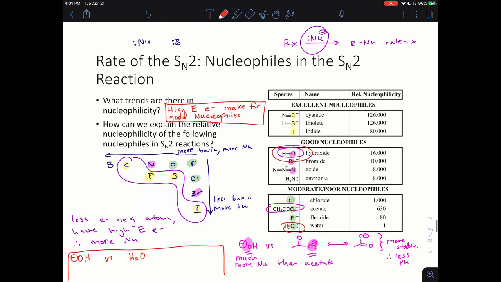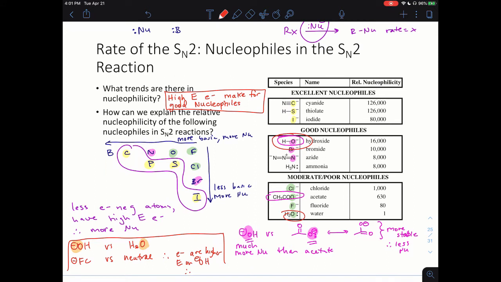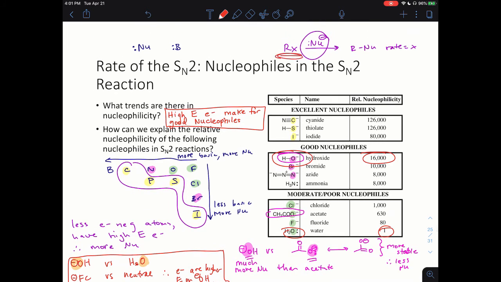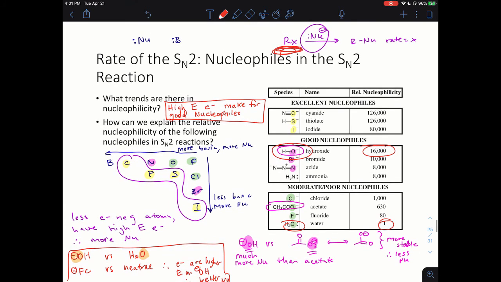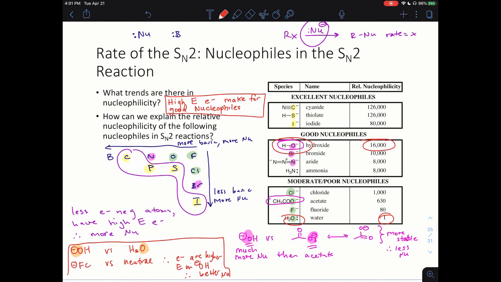Well, we have a negative formal charge on oxygen versus a neutral atom. So O minus versus a neutral atom. And the electrons are higher energy when we have the negative formal charge. And so because the electrons are higher energy on hydroxide, it is a better nucleophile. And not just better, right? It's 16,000 times faster than water when you react it with the same exact alkyl halide. So it's actually a much better nucleophile than water.